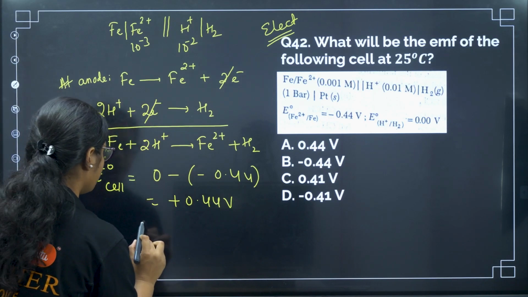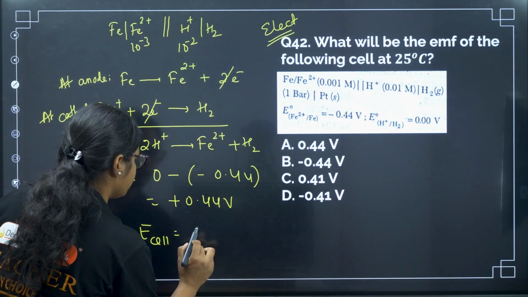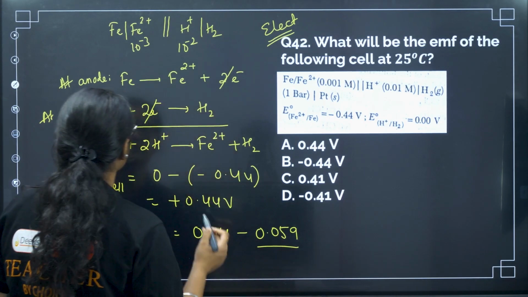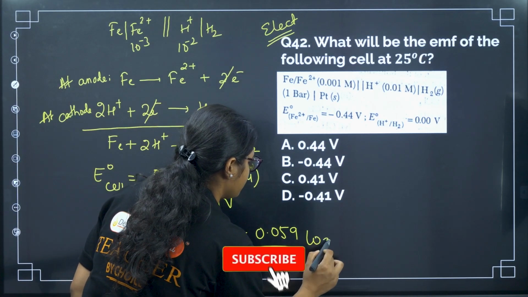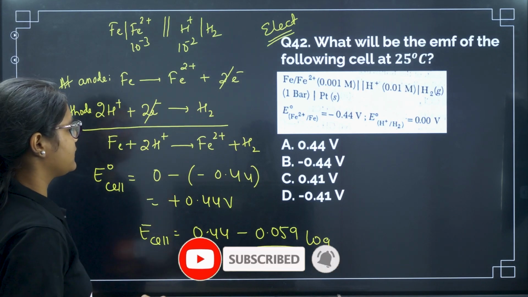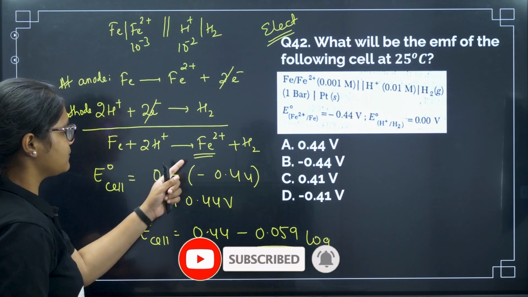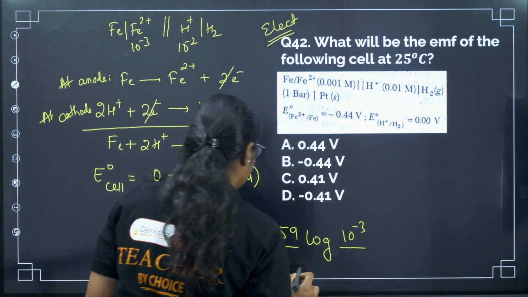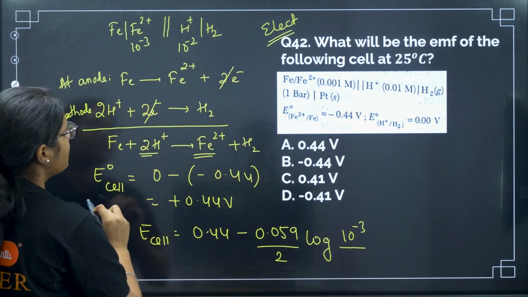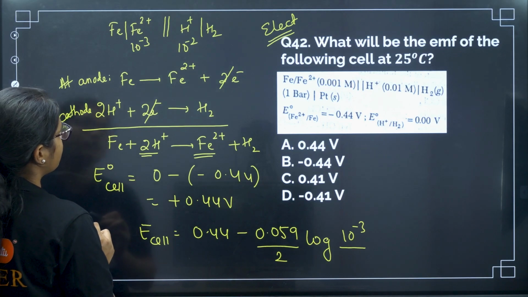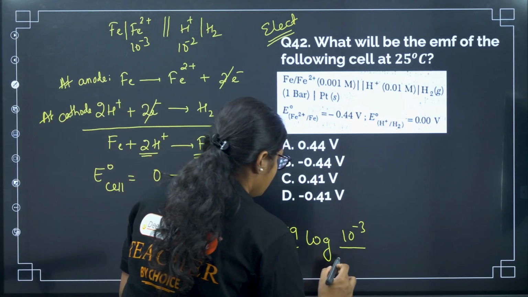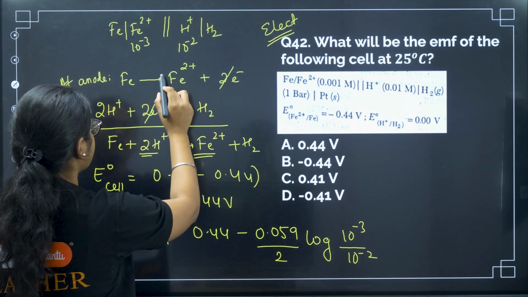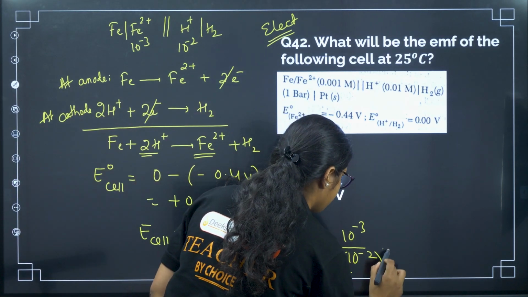Now E of the cell will be equal to E naught of the cell minus 0.059 by n, where n is 2, times log of product concentration by reactant concentration. So what are the ions present in the product concentration? Fe2+, which is 10 to the power of minus 3, divided by H+. What is the concentration of H+ here? 10 to the power of minus 2, and here we have the square of this one, right?